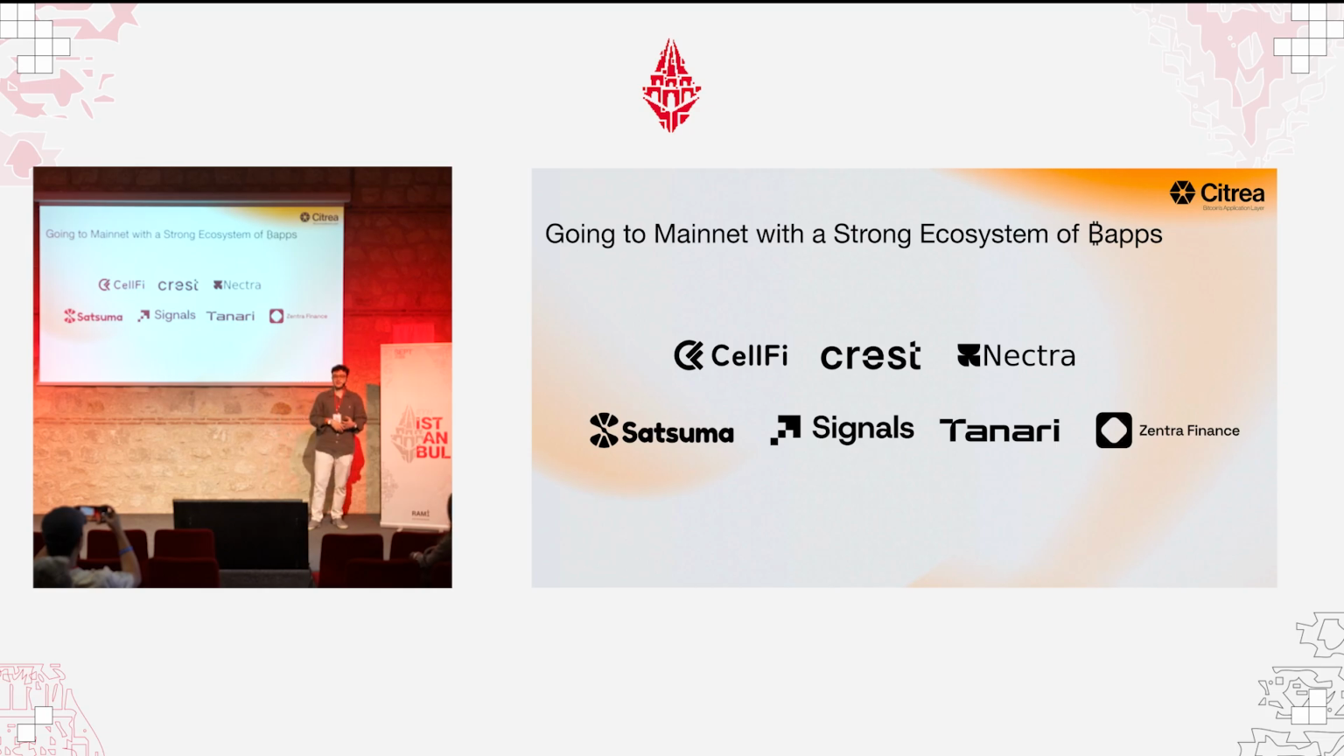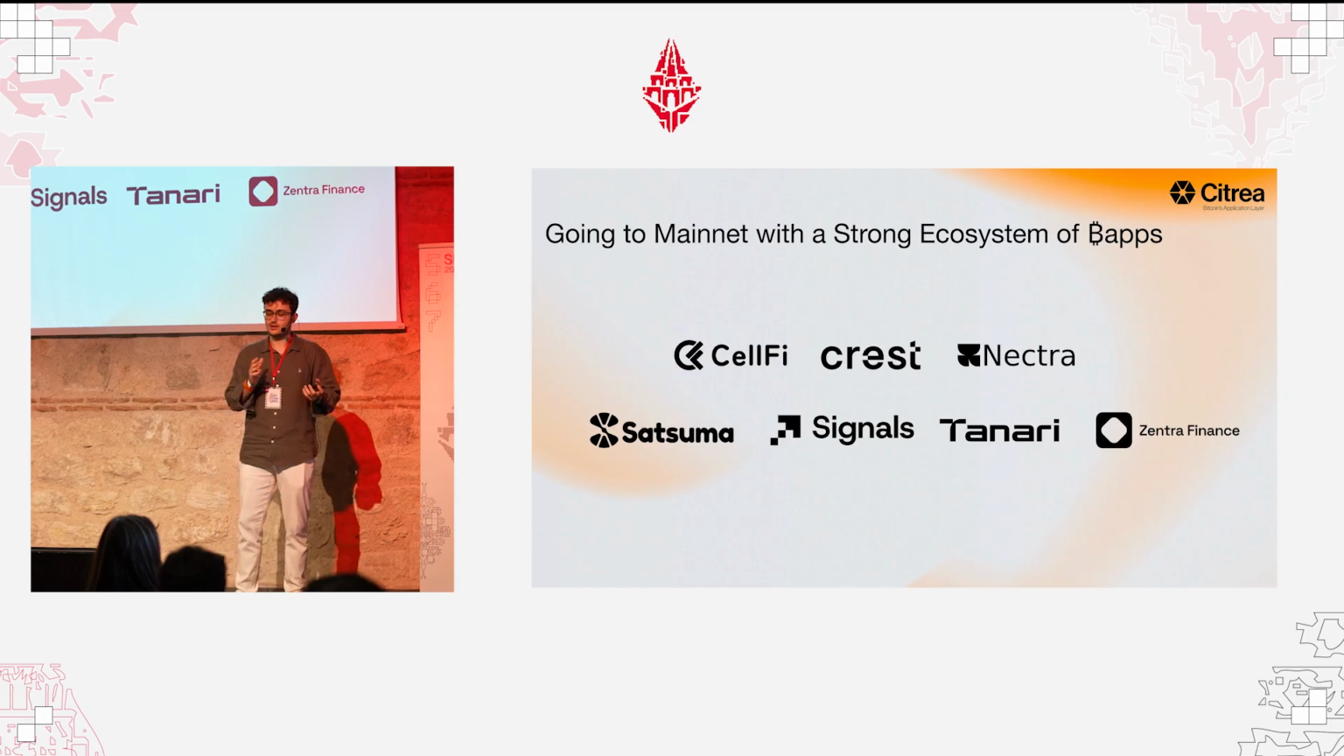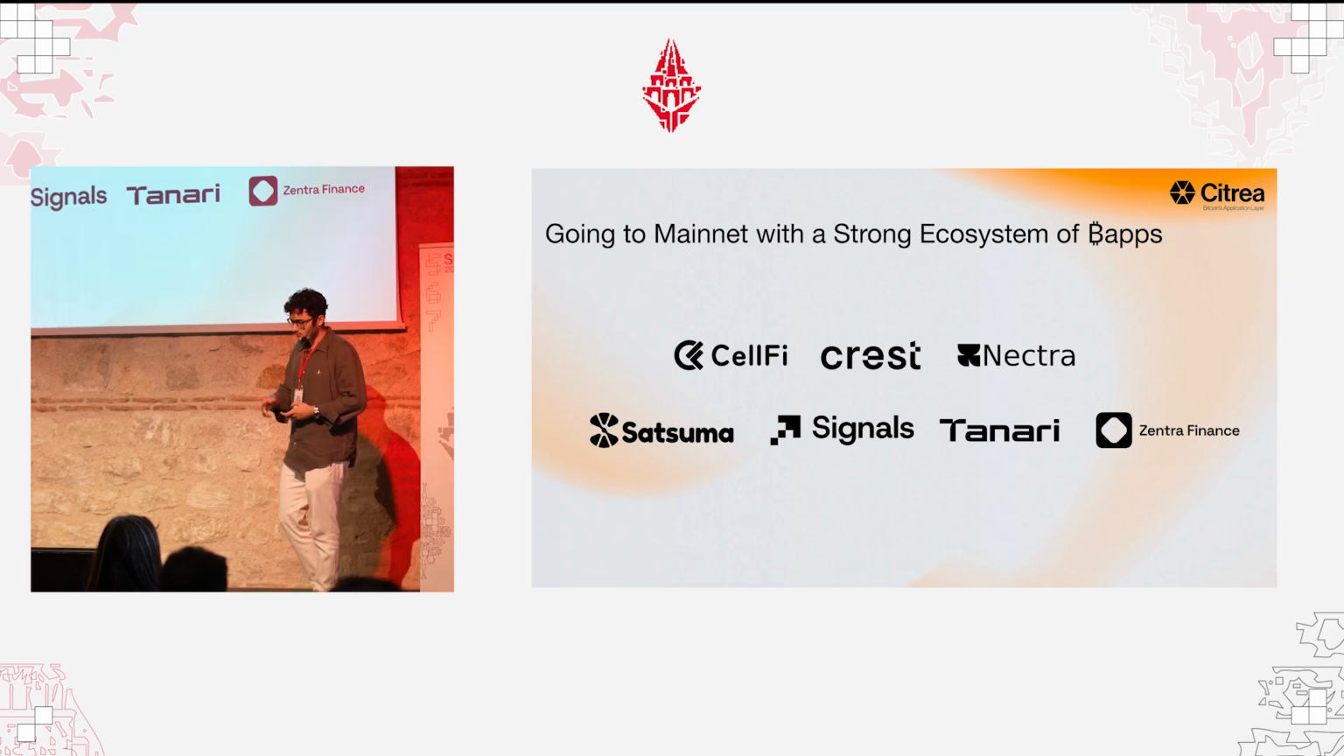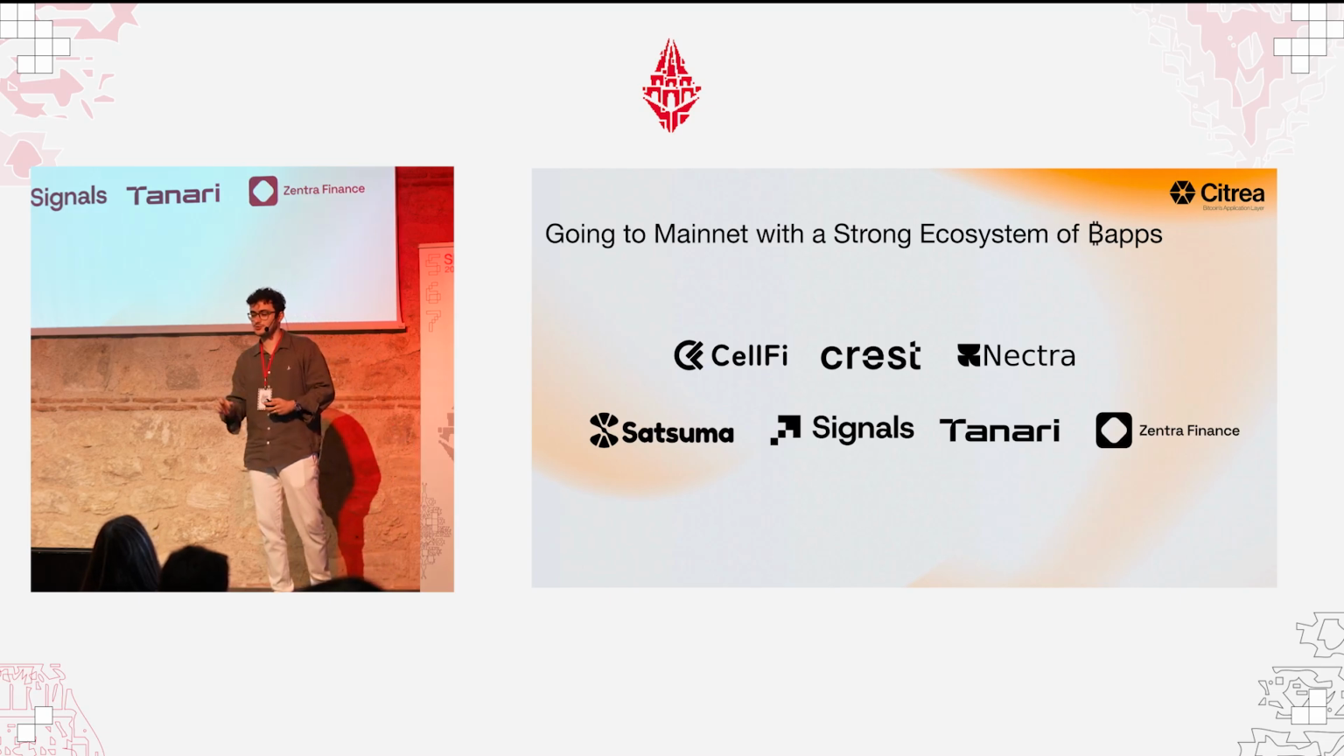There's Satsuma. It's a DEX. They want to be the liquidity platform of Citrea. We have Signals. It's a different approach to prediction markets. It's about Bitcoin prices, but they have something different. Tanari is an account abstraction wallet application for Citrea. They want to be the easiest way to use Bitcoin, both in your payments and your investments. We also have Zentra Finance. Unfortunately, I don't really remember what they do, so I'll just skip.